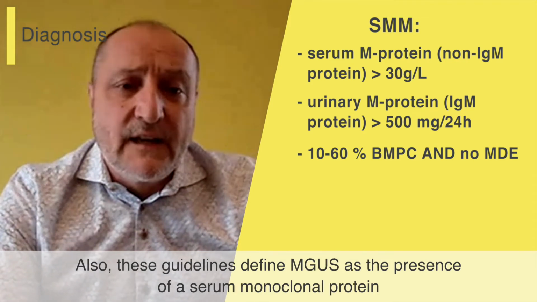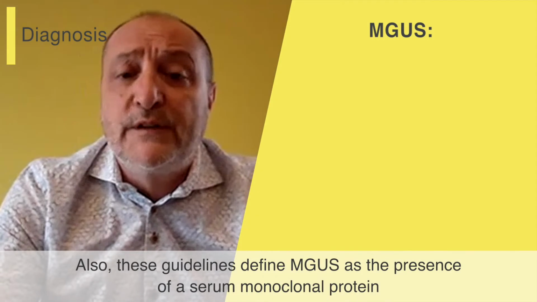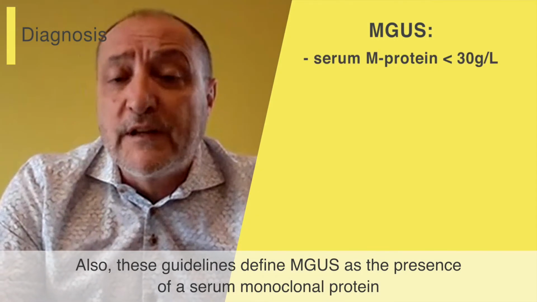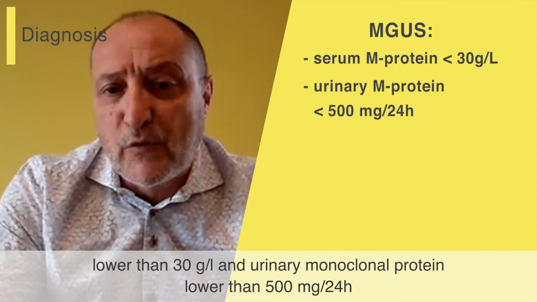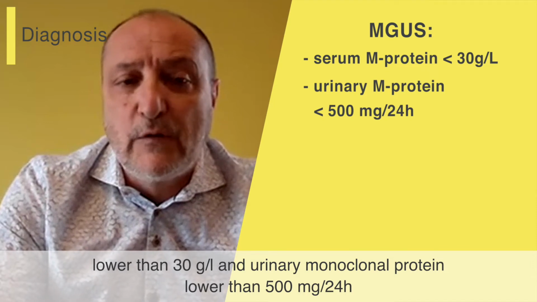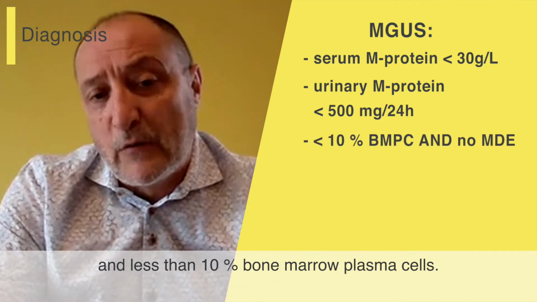Also, these guidelines define MGUS as the presence of a serum monoclonal protein lower than 30 grams per liter, a urinary monoclonal protein lower than 500 milligrams per 24 hours, and less than 10% bone marrow plasma cells.